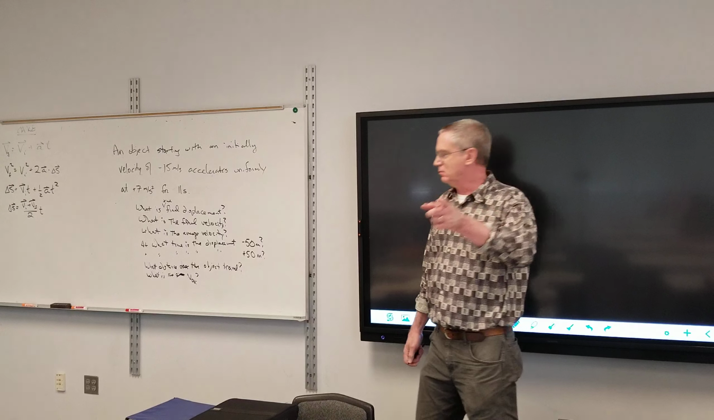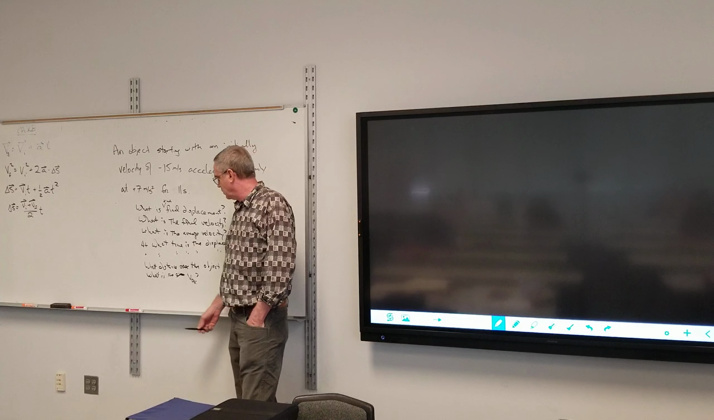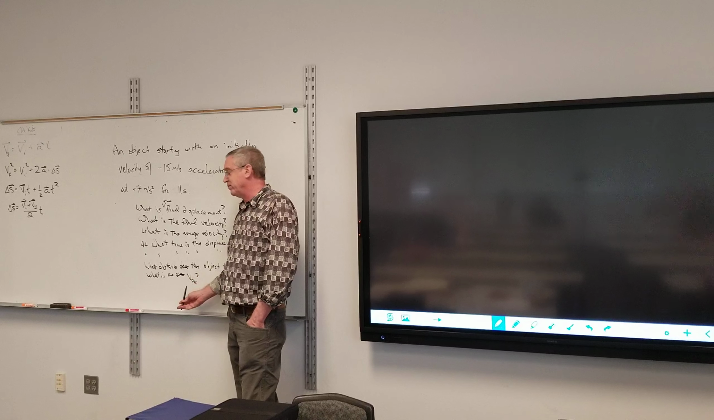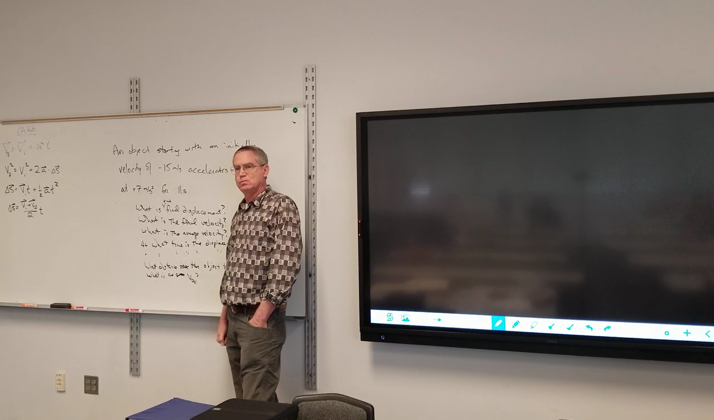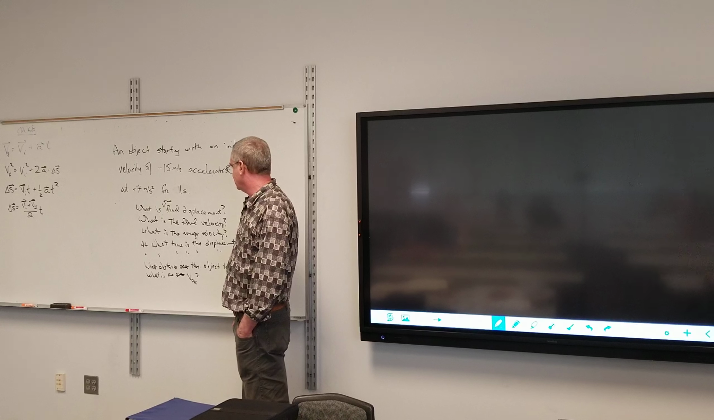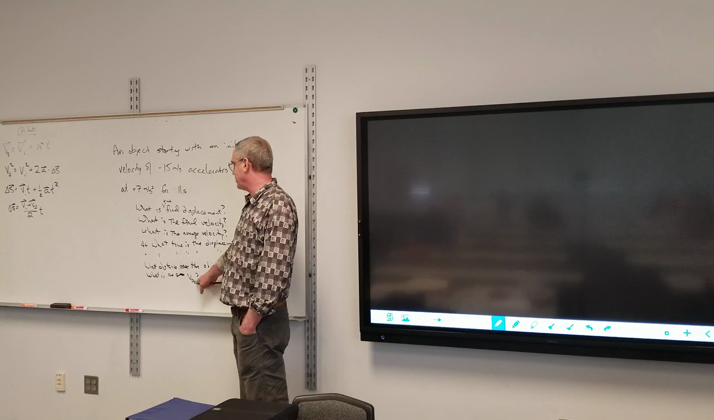What does the bottom thing say? What is the average speed? Okay. What about the one above that? What distance does the object travel? Wait, the last one's what? What is the average speed?